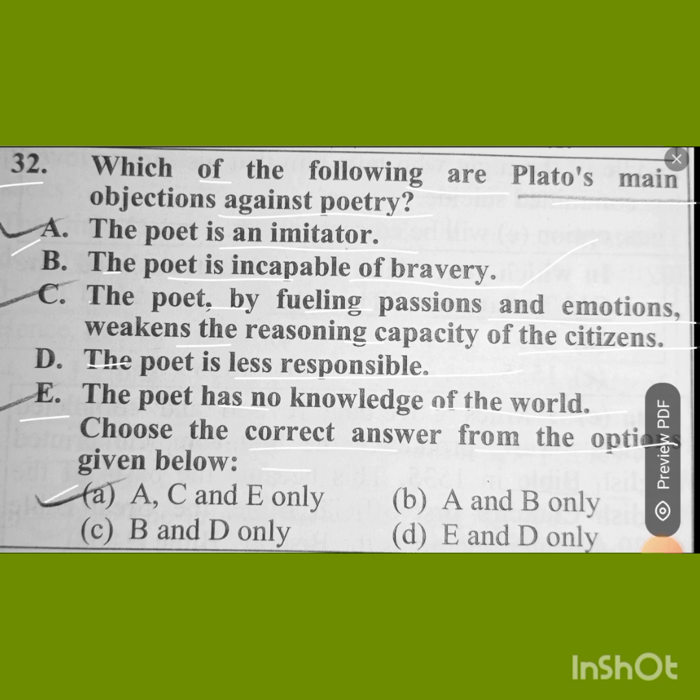Option A: A, C and E only. Option B: A and B only. Option C: B and D only. Option D: E and D only. So the answer of this question will be option number A: A, C and E. It means A, the poet is an imitator, and C, the poet, by fueling passions and emotions, weakens the reasoning capacity of the citizens, and E, the poet has no knowledge of the world.